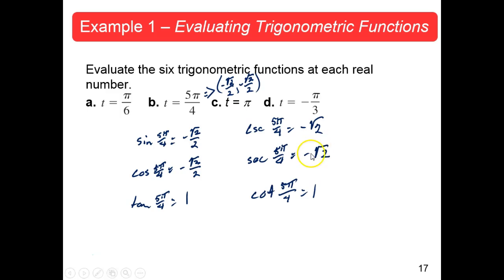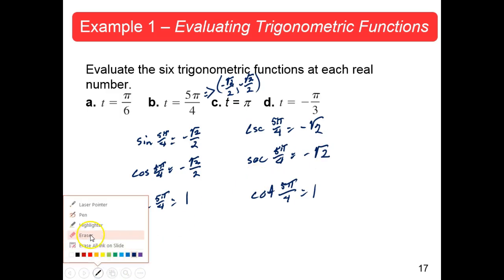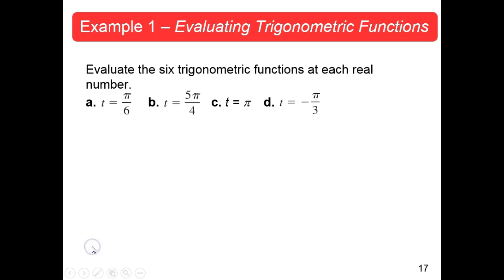Let's go on and do the C, which is yes in Spanish. All right. What's the first thing we identify? What's your ordered pair for t equal pi? Negative 1, 0. So what's the sine of pi? 0, the y value. What's the cosine of pi? Negative 1. What's the tangent of pi?